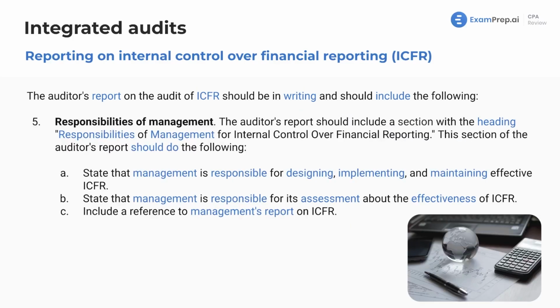Now, the responsibilities of management. We have a rep letter in any engagement, and here we're going to list out what the responsibilities of management are. Management is responsible for designing, implementing, and maintaining effective internal controls over financial reporting. That is always their job, and it is not your job as the auditor. We're going to state that management is responsible for its assessment and effectiveness, but we're really just giving all the responsibility back to management here, and include a reference to management's report on internal control over financial reporting.